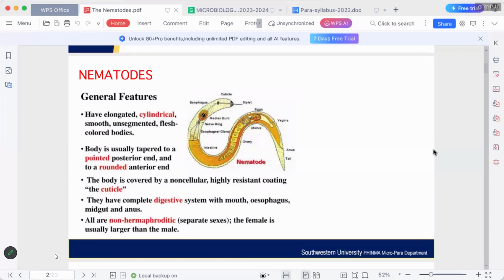They have a complete digestive system with mouth, esophagus, midgut, and the anus. All are non-hermaphroditic, so they have separate sexes. The female is usually larger than the male.